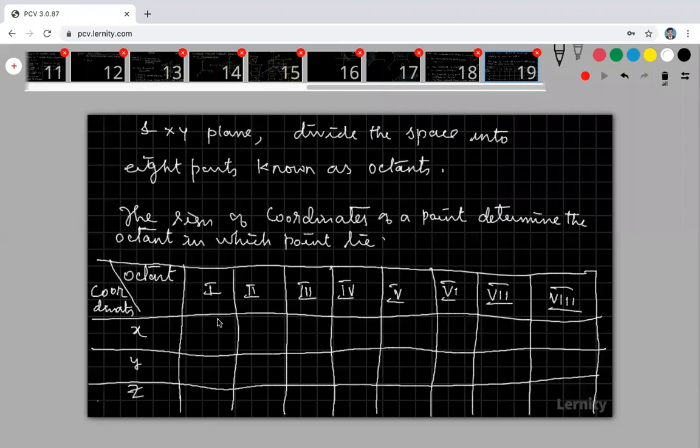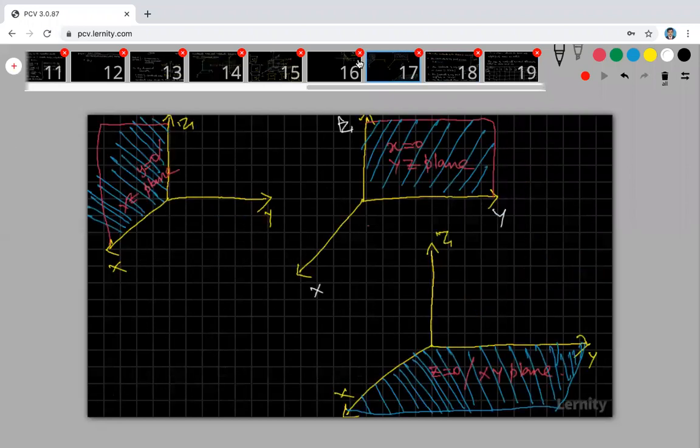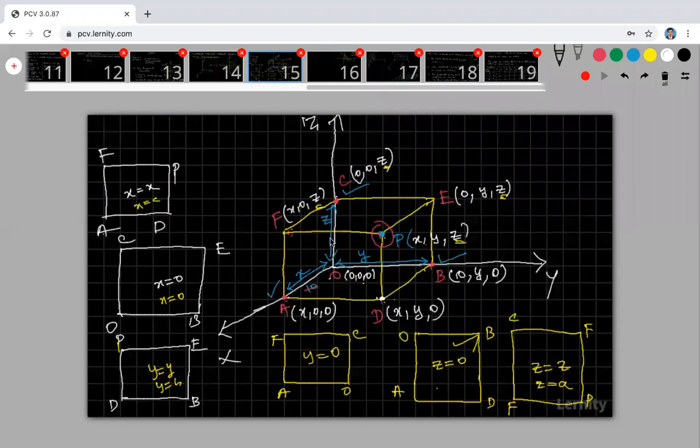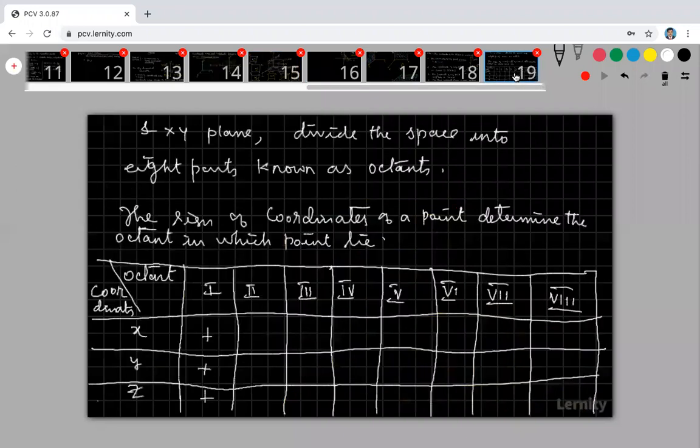Okay. So here my first octant is called the positive octant. All are positive. That means, see this, this is my first octant. This cuboid is in the first octant. All the values, x coordinate, y coordinate, z coordinate, are positive. This cube lies in the first octant. All my x, y, z are positive.